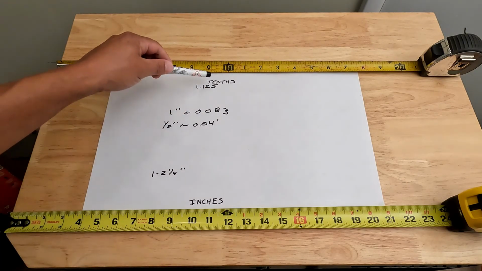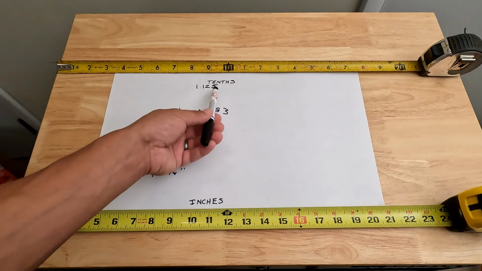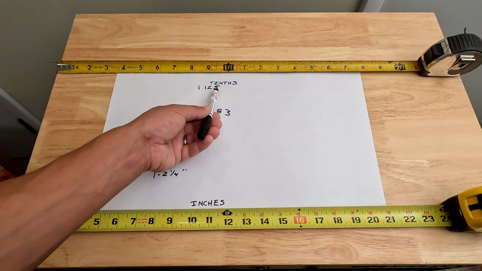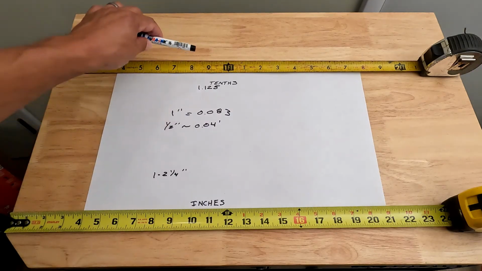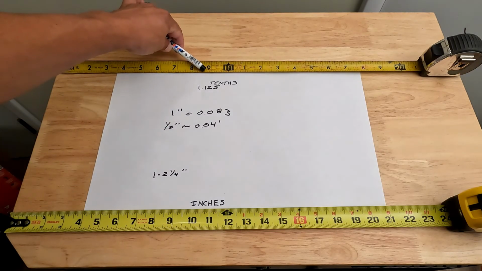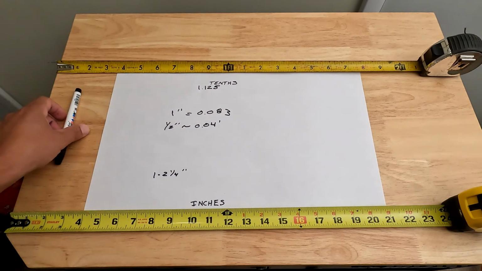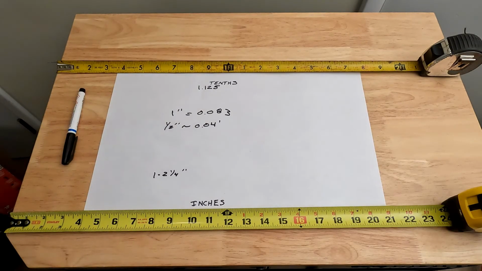So really the thousandths, if you're measuring this way, you really can't estimate better than 5 thousandths, better than splitting one of these tick marks in half to get your 5 thousandths. So hopefully that clears some things up with you guys.